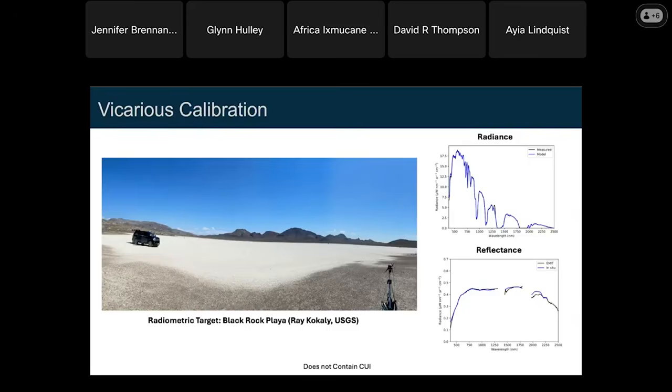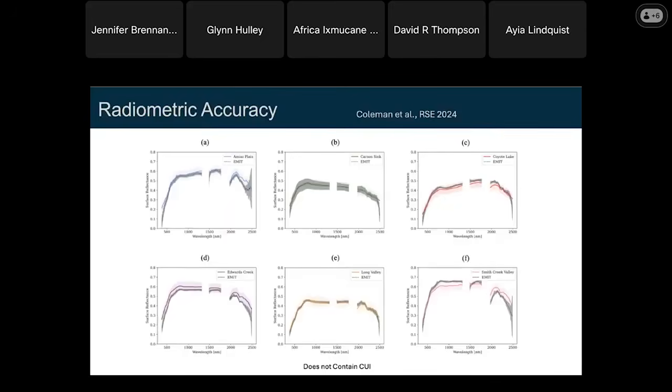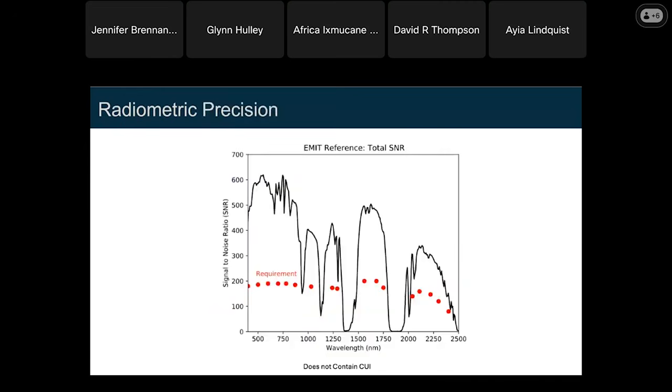And then, of course, the real kicker is, does it apply? Does that calibration generalize to other areas? Work by Willow Coleman, looking at a wide range of different playas throughout the US Southwest, which are pretty stable and well understood optically, found that yes, the EMIT instrument was obtaining accurate reflectance measurements at all these locations, or at least within the errors of the in situ and remote measurements. So this gives us confidence that the spectra are of good quality up to the uncertainties reported.